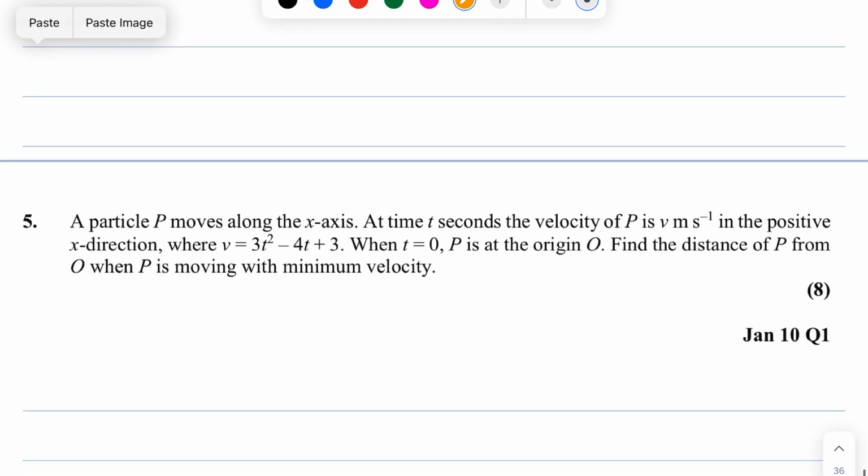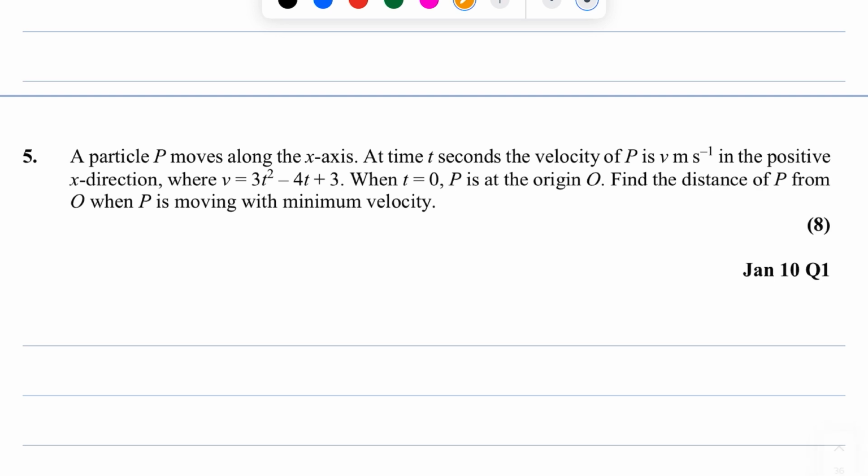Question number 5. A particle p moves along the x-axis. At time t seconds the velocity is given by v equals 3t square minus 4t plus 3. At t equal to 0, p is at the origin, which means t equals 0, s equals 0. Find the distance of p when p is moving with the minimum velocity.